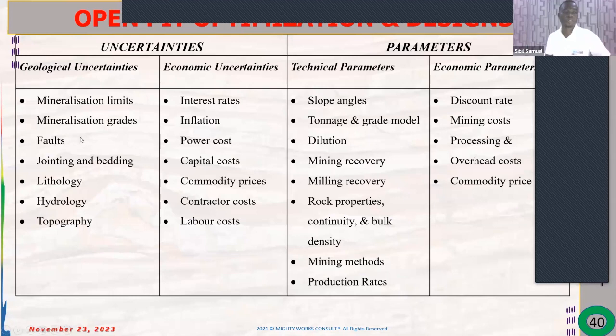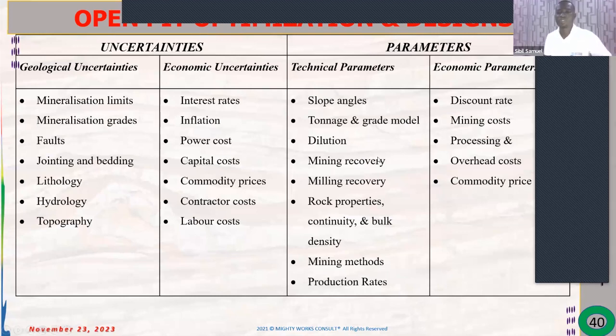Geological uncertainties are all here: the limit of mineralization, the grade distribution, the faulting, joints. All these things are uncertainties that affect it. Economic issues are here too: interest rate, inflation, power cost, capital cost. All these things also have an effect.